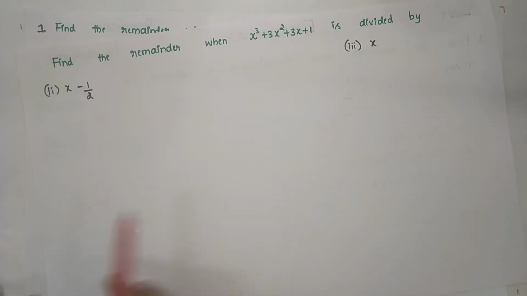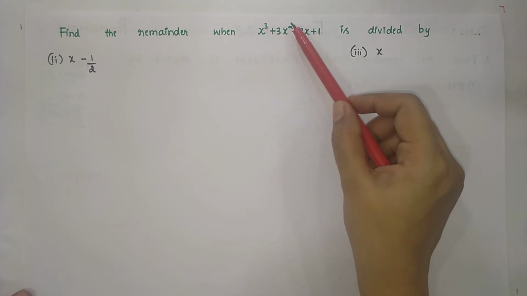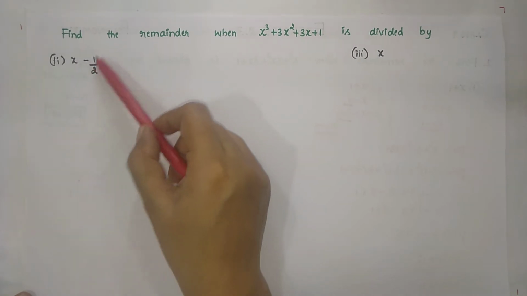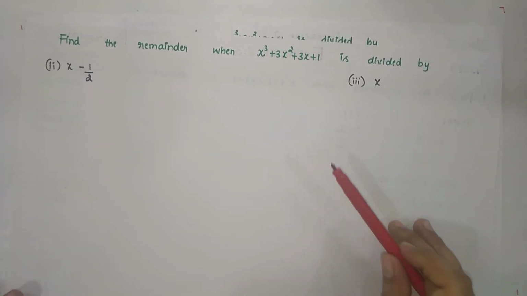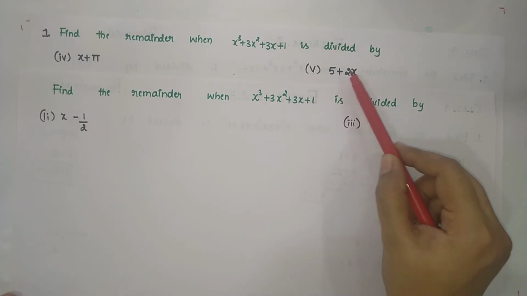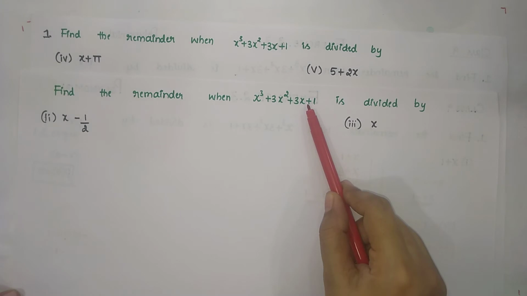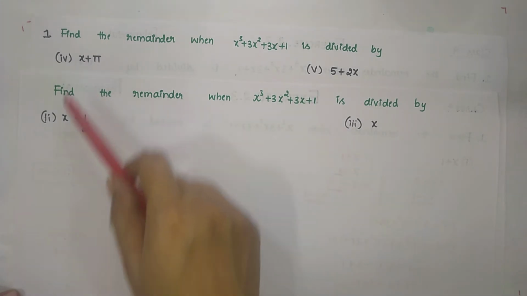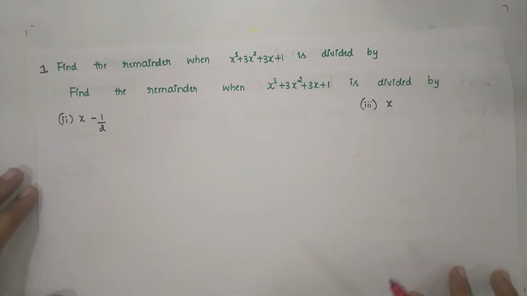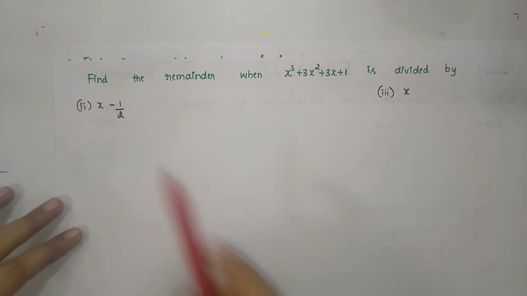The second question is, find the remainder when x cube plus 3x square plus 3x plus 1 is divided by x minus 1 by 2, x, x plus pi and 5 plus 2x. That is, in the first question itself the same polynomial is given and it should be divided by different linear polynomials. So let us solve the second question here.